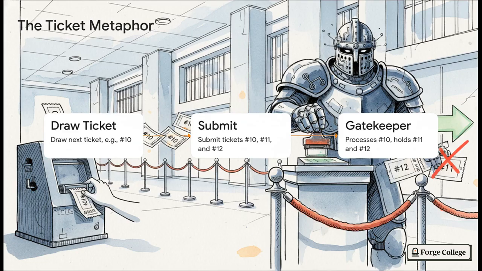The gatekeeper happily takes number 10, stamps it, and lets it through. But 11 and 12? Well, the gatekeeper holds those pending. They will absolutely refuse to even look at ticket 11 until ticket 10 has safely passed through. There's no cutting the line, no VIP passes, and definitely no bribing the gatekeeper.